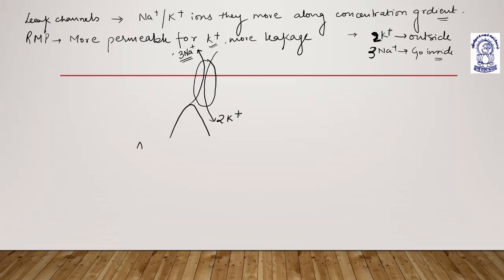ATP is converted into ADP and inorganic phosphate. The threshold stimulus is around 55 to 60 millivolts.